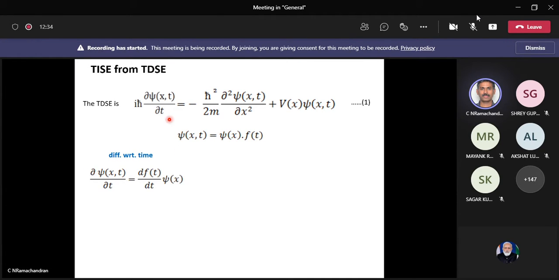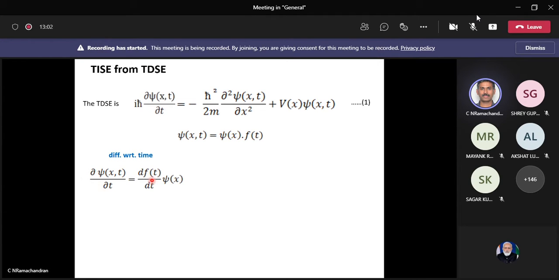Once again, we have the time dependent Schrodinger equation, and we are writing the wave function as a product of two functions. One depends only on position and another depends only on time, and we are differentiating with respect to time. From a derivation point of view, you may wonder why I am taking d by dt. It is already there in the equation, so I am just doing accordingly. Here you can see d by dt on the left side, so that I am doing.